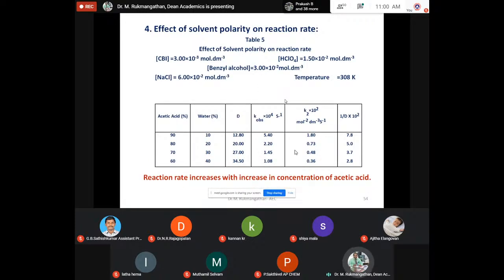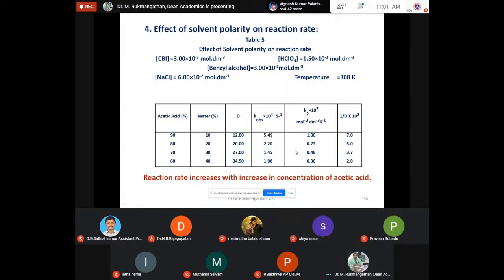Then the fourth one, the effect of solvent polarity. Solvent polarity means a dipole-dipole or ion-dipole interaction may be there. Normally we employed an 80% acetic acid and 20% water mix for the actual kinetic run. But for studying this effect, we changed the percentage of acetic acid in the reaction mix. Then, by putting in the dielectric constant values, we are plotting a graph. The rate constants observed are here. If you go through this, when the percentage of acetic acid increases, the rate constants also increase.